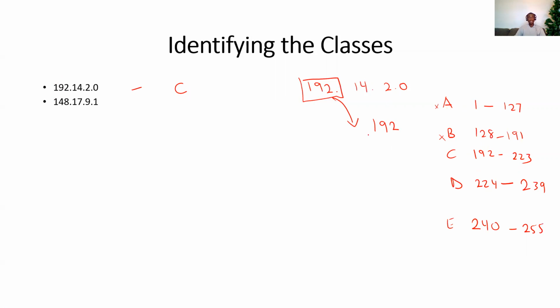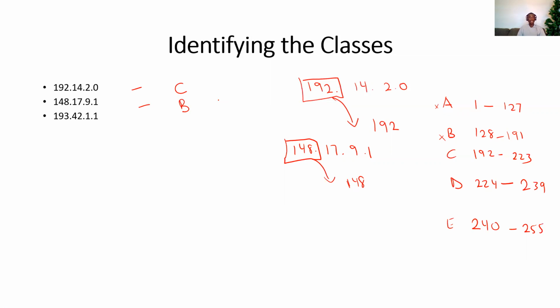The second number we have on screen is 148.17.1.1. And 148.17.1.1, we first look at the initial number, which is 148. So 148 is our first number, and let's consider the range it falls into. It cannot be a class A because class A's could be starting from 1 up to 127. So that leaves us with class B. So 128 to 191, 148 will fall within that range. That makes this particular IP address a class B.